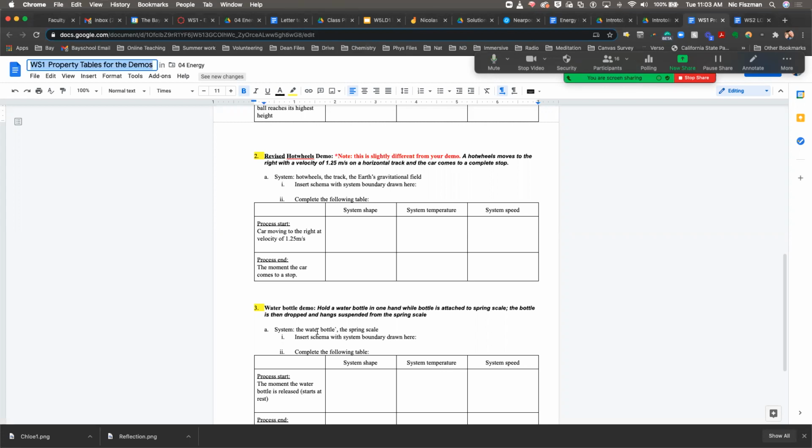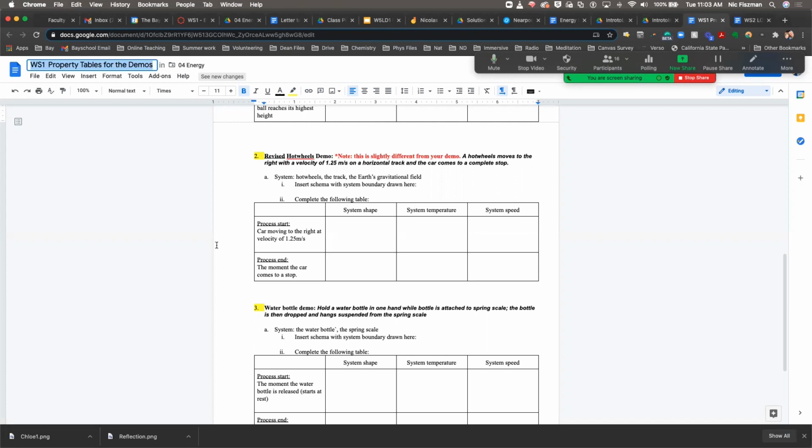Why did the car stop? Let's see if we can understand the physics first. Why did the car stop? Friction, right? So the car was moving, there was friction, the car stopped. Any question about what's going on in the physics?